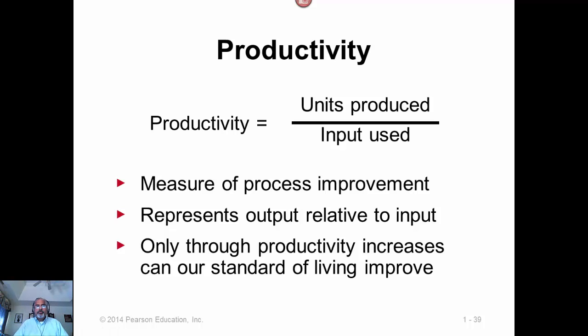In this video, we're going to look at how to measure productivity. Productivity is given by output over input. Output is how many units we are producing, and the denominator is what input is being used to produce that output.